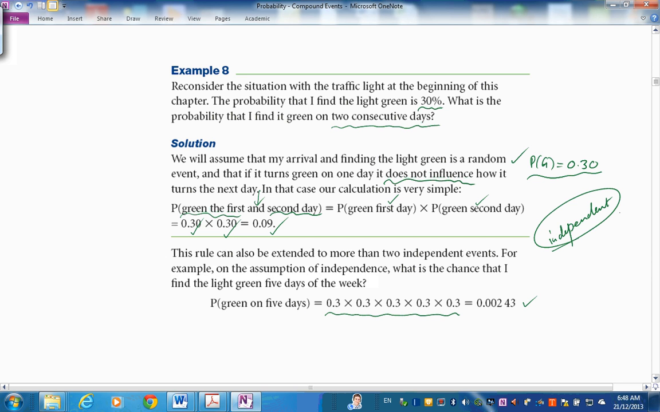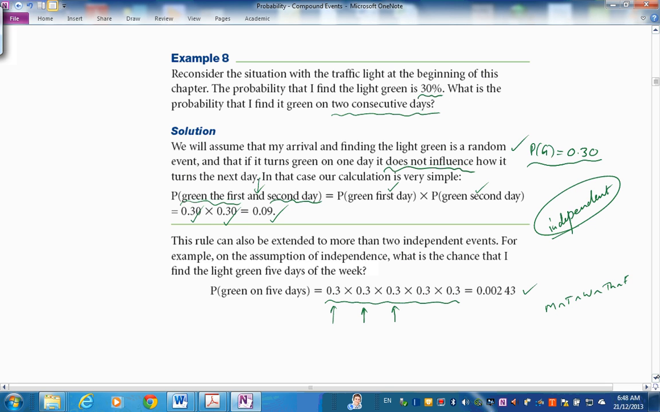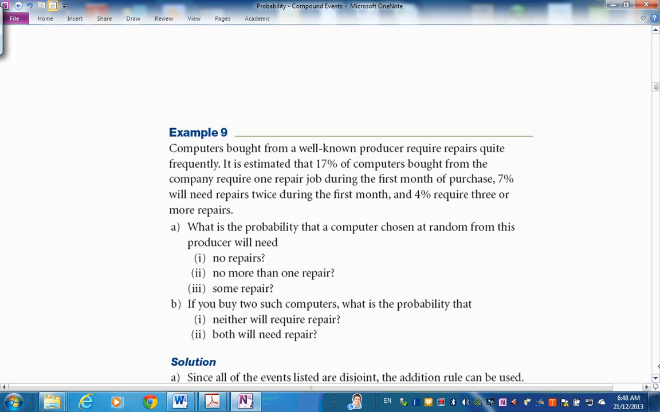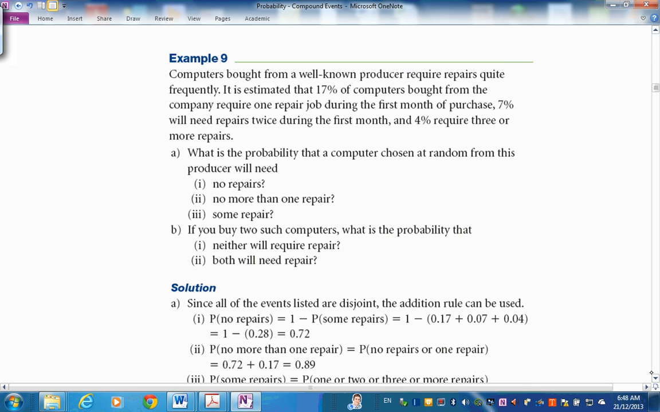Okay, so we're starting to bring in this independent idea, and this is the AND rule, isn't it? This day and this day and this day. So it's really the intersection of all days of the week. Monday, intersection Tuesday, Wednesday, Thursday and Friday. That idea. Okay. All right, so are you getting the hang of using these probabilities for more than one event, combined events or compound events? That's important. Let's have a look at this one.